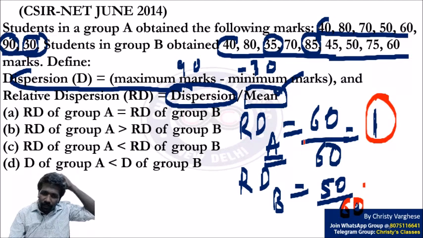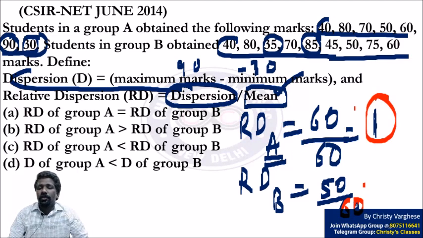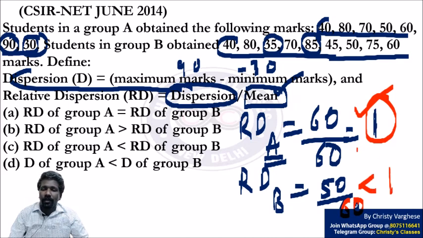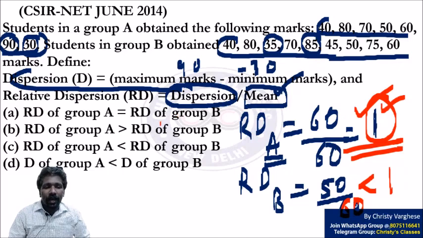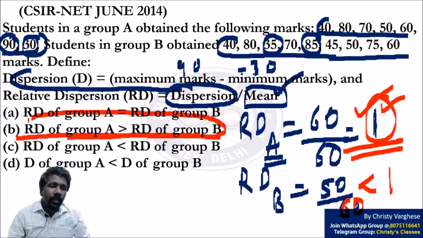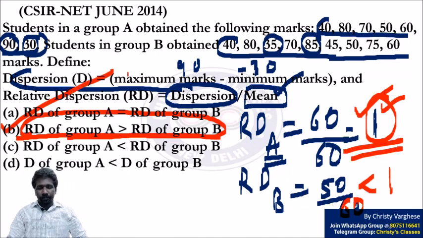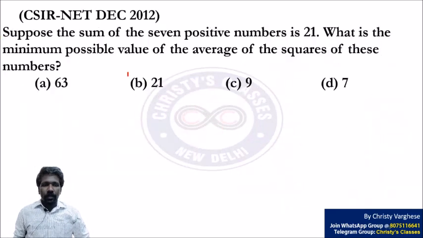Which is larger? The relative dispersion of A is clearly larger, because 50 by 60 is less than 1, and A's is 1. A value less than 1 will be smaller, no? So definitely the relative dispersion of A is larger than the relative dispersion of B. So option B is satisfying that. So option B is the answer. That is also clear, I guess.